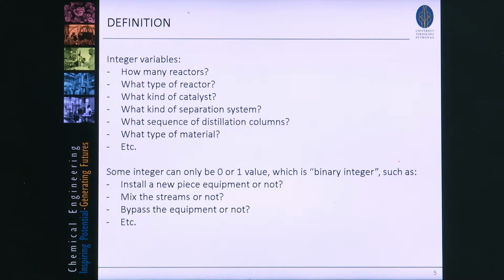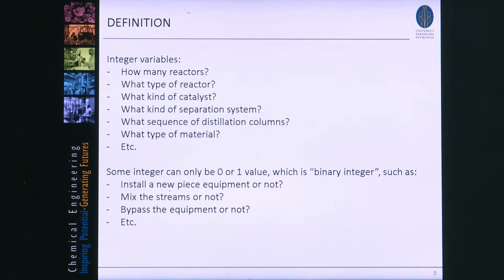Integer, as we recall last time, means that instead of continuous variables, we now have integer variables about how many reactors, for example, and is it 1, 2, or 3, or 4, and so on. And then what is the type of reactor? Is it PFR, plug flow reactor, CSTR, or a batch reactor, or is it like a heterogeneous catalyst? Is it like a distillation? How many of them, and what type of materials? These are all integer variables. We cannot say that it's 1.5 distillation columns, for example.